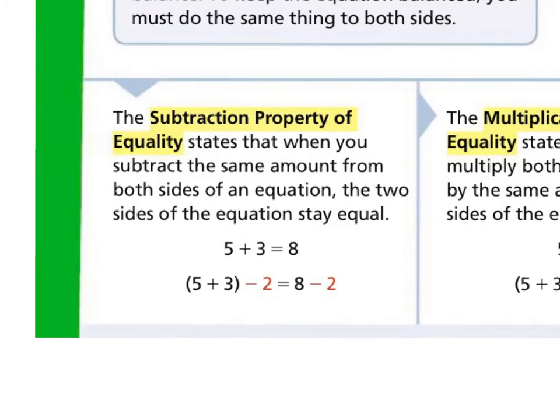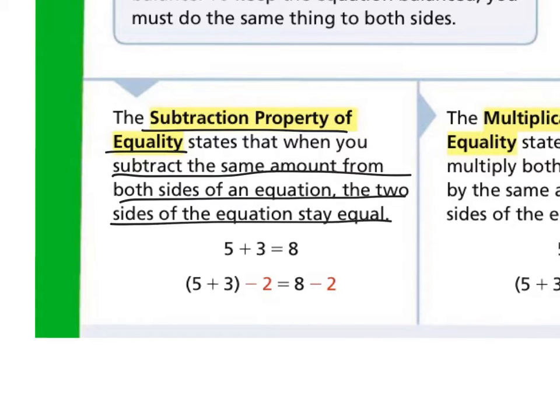Subtraction property of equality says if we subtract the same amount from both sides of the equation, the two sides stay equal. So 5 plus 3 equals 8. If we subtract 2 on both sides, on the left side we know 5 plus 3 is 8, and then 8 minus 2 is 6. On the right side, 8 minus 2 is 6. So those are still equal.